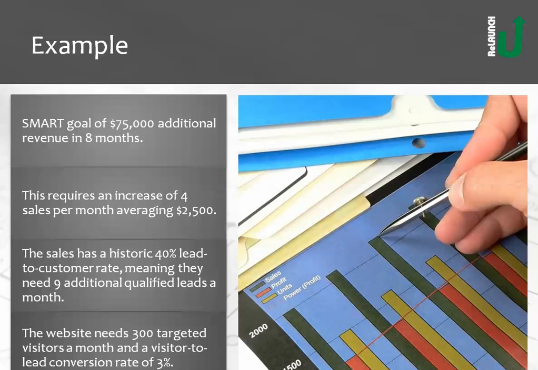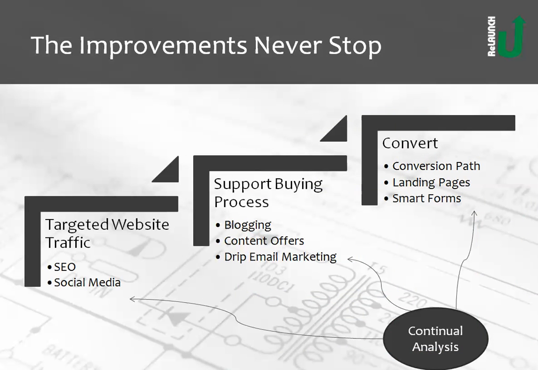So this is how you can put numbers on where you want to go, and then you can very easily determine every month, are we getting closer to our performance goals or not, and what can we do to improve it? Is it the conversion rate? Is it the number of visitors to the website? And that's where inbound marketing really is successful, because improvements never stop. You're continually analyzing each of the 3 stages and tweaking them.